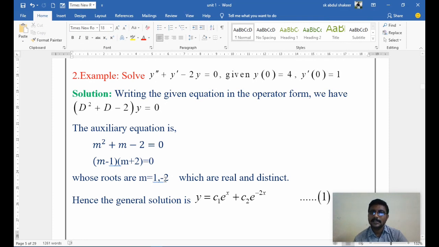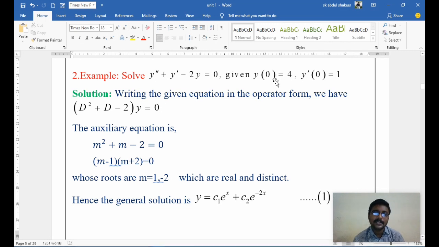Here the nature of the two roots is real and distinct. So we write the complementary function as c1 e power m1x plus c2 e power m2x. That is, y equal to c1 e power x plus c2 e power minus 2x. So it is the general solution of the second order DE. But we have to find the particular solution which also satisfies these initial values. To find the particular solution, we use these initial conditions.